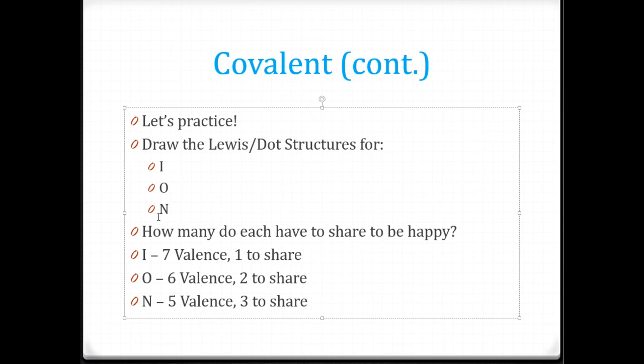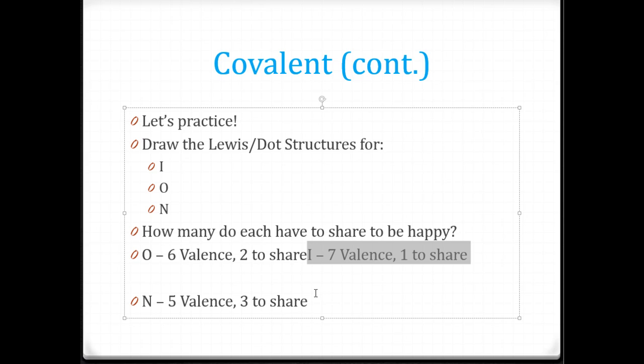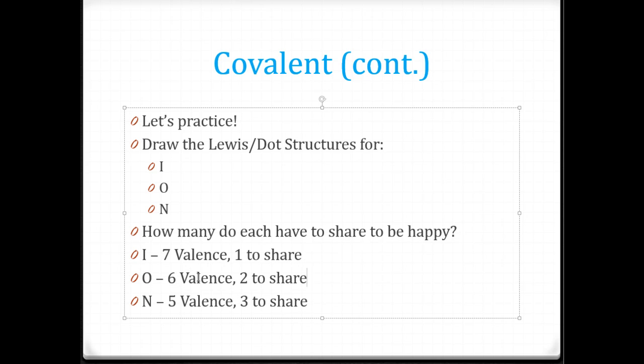Alright, so hopefully you drew those out and you found that iodine has 7 valence electrons, which means it needs to share 1. Oxygen has 6, 2 to share. Nitrogen has 5, with 3 to share. And how do you know how many you have to share? Well, it's all the dots that are by themselves. If you have 2 dots paired up, they don't share.